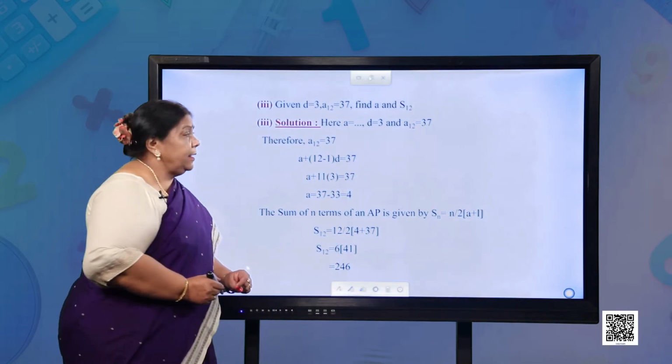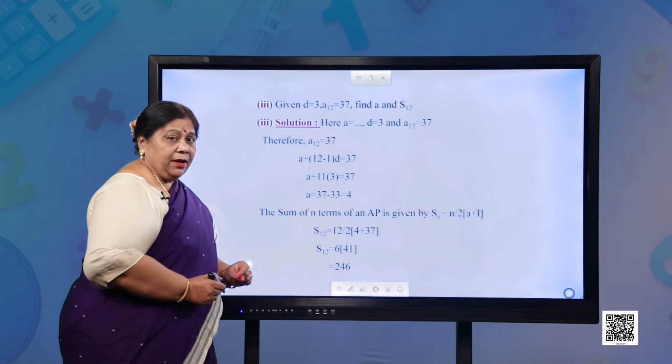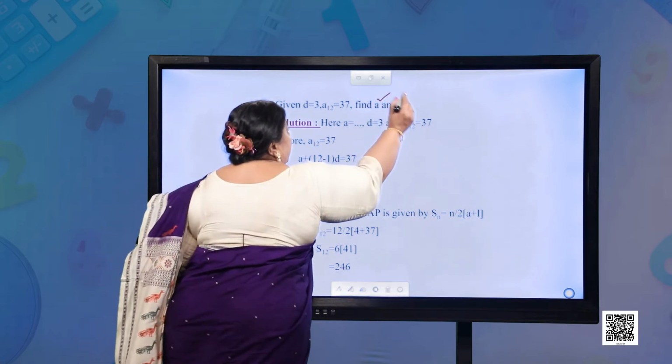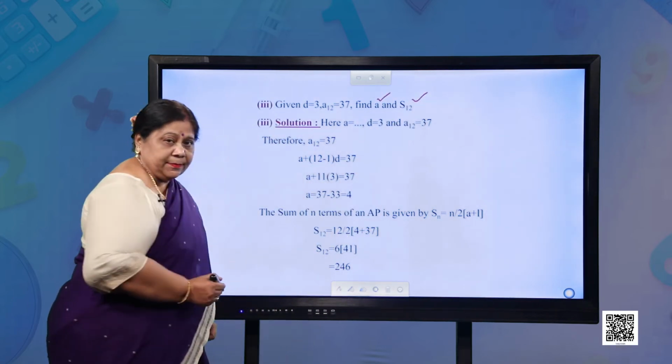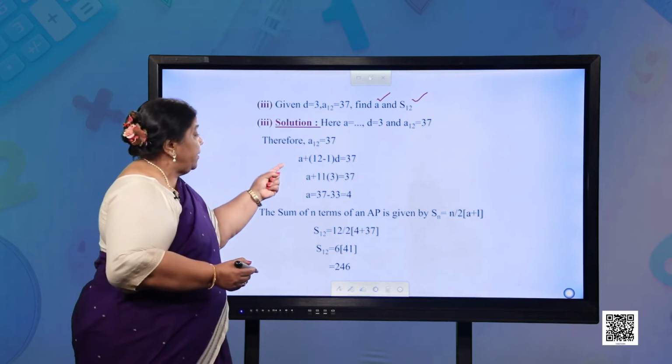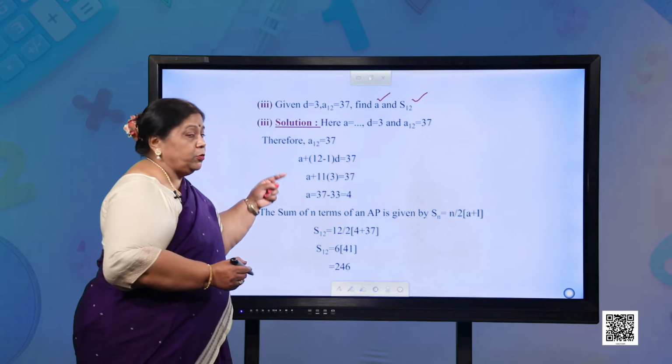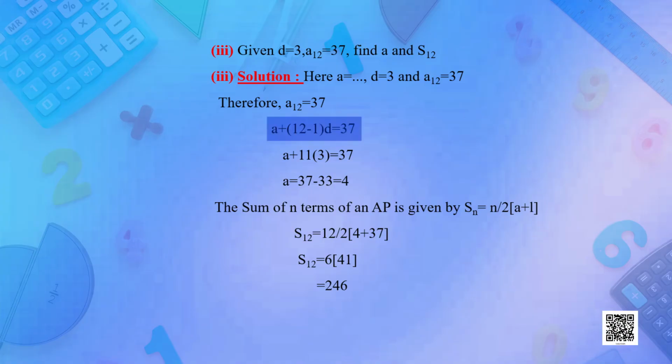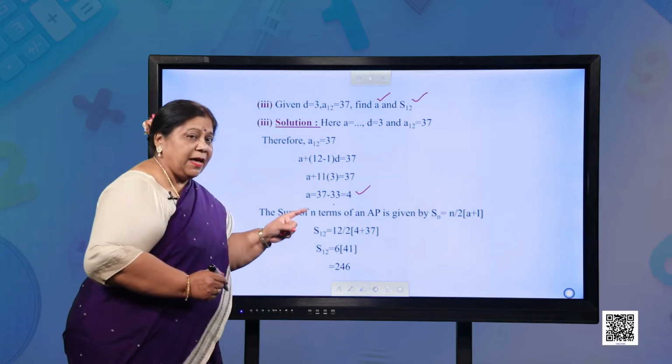Here d is 3 and a12 is 37. We are required to find out the first term and the sum of 12 terms. All right. So, a12 is 37 means I can write down in equation form using the nth term formula: a plus (12 minus 1) into d is equal to 37. So, what is 12 minus 1? 11. So, a plus 11 into 3 is equal to 37, that gives us a is equal to 37 minus 33, that is equal to 4. In this way we have calculated the first term as 4.